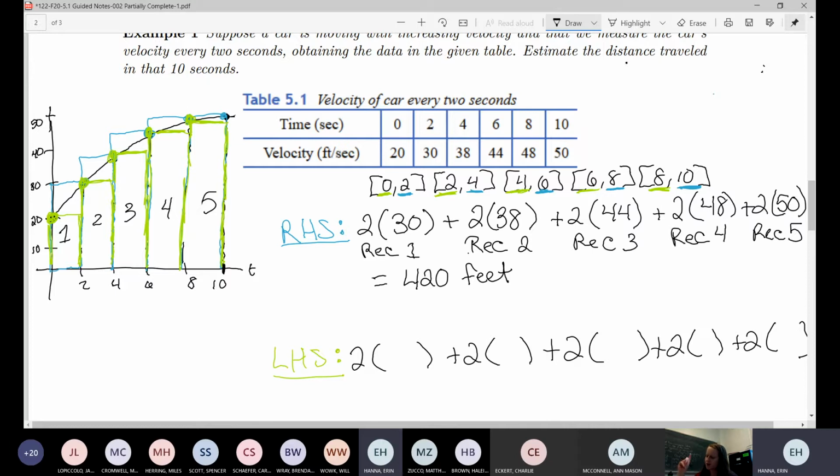So the first rectangle is between 0 and 2. So if we're using a left-hand sum, we're using the y value at 0, so 20. And then the second rectangle between 2 and 4. So if we're using a left-hand sum, we're using t equals 2 for the y value, so we're using 30. And then we're using the y value at 4, 38, and then the y value at 6, 44, and then the y value at 8, so 48.